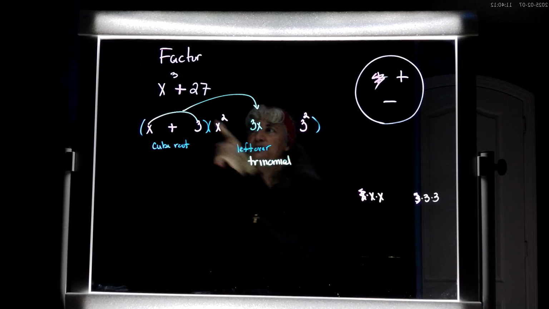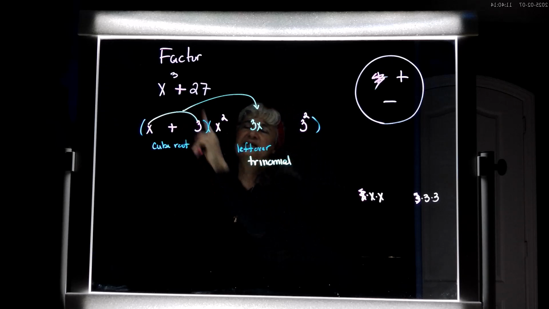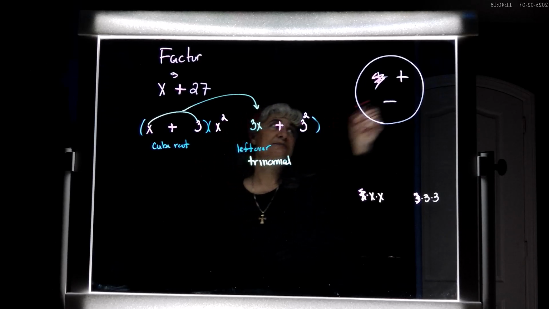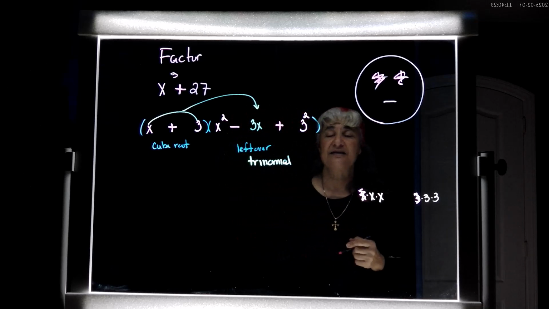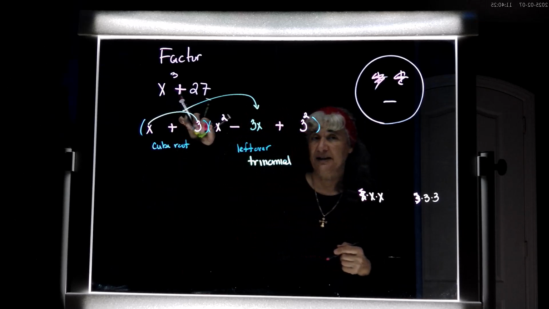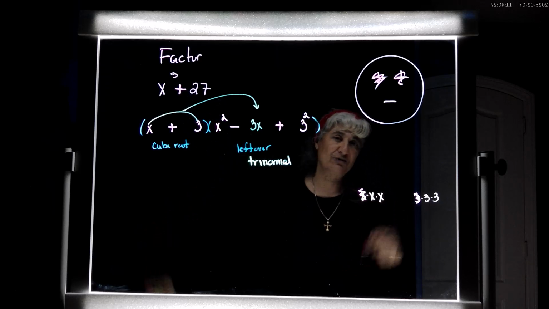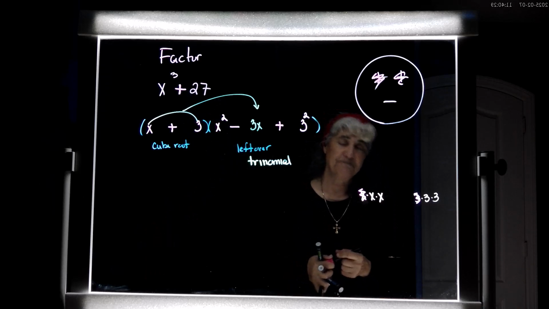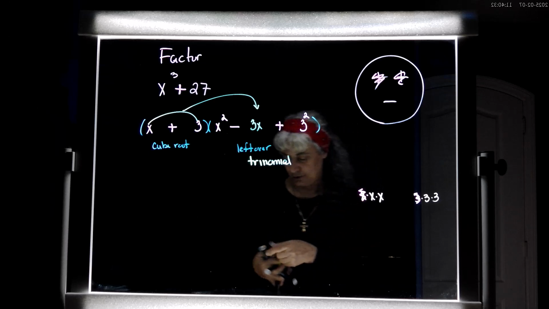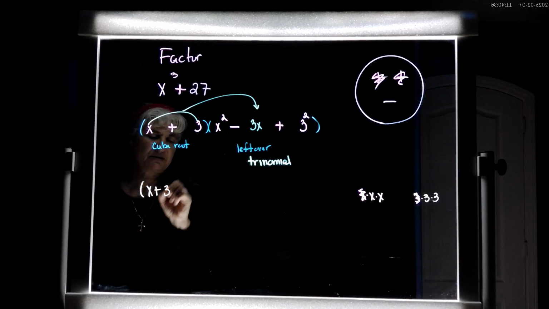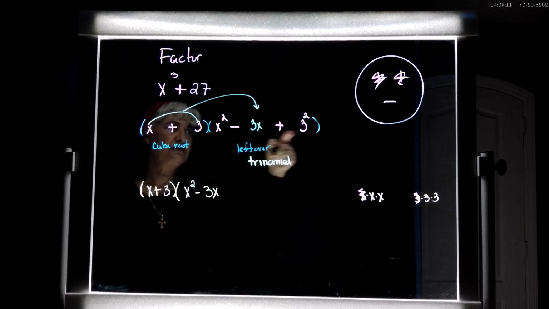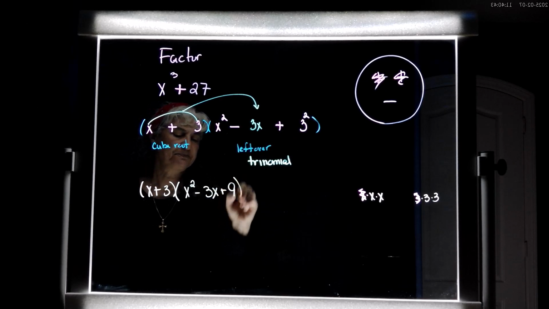Remember, this is going to multiply when you remultiply it to a positive 27. If that 3 is positive, that's got to be positive, which means a negative goes in the middle. In this case, when the original problem has a plus sign, I call it a negative sandwich. Cool? All right. So let's look at these parentheses. The first one is x plus 3. The second one is x squared minus 3x, plus 9.